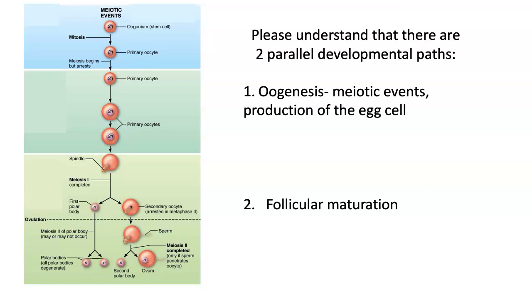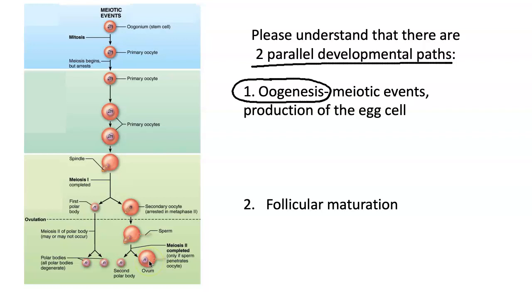To learn about production of an egg cell, it helps to understand that when people talk about oogenesis, there are actually two parallel events that occur. There's oogenesis, which is the meiotic events. That's the production of the egg cell. That's what I'm going to talk about in this video. And that's what's depicted here too. You know, the one cell dividing into two cells, dividing into four cells. Just the meiotic events giving rise to the egg.